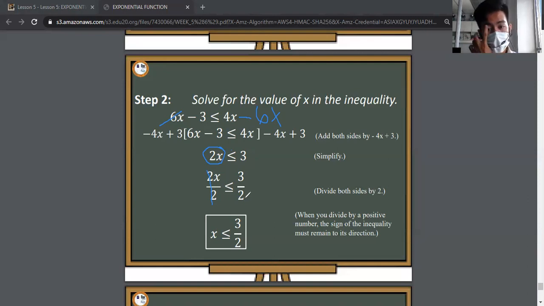Okay po. So, add both sides by negative 4x plus 3. So, ibig sabihin po, ito pong negative 3 po natin, nilipat din po natin sa kabila, magiging positive 3. So, ito pong 4x po natin, nilipat din po natin sa kabila, magiging negative 4x rather. So, ganito po ginawa nila. So, 4x, ilipat sa kabila, magiging negative 4x. Tama po ba?